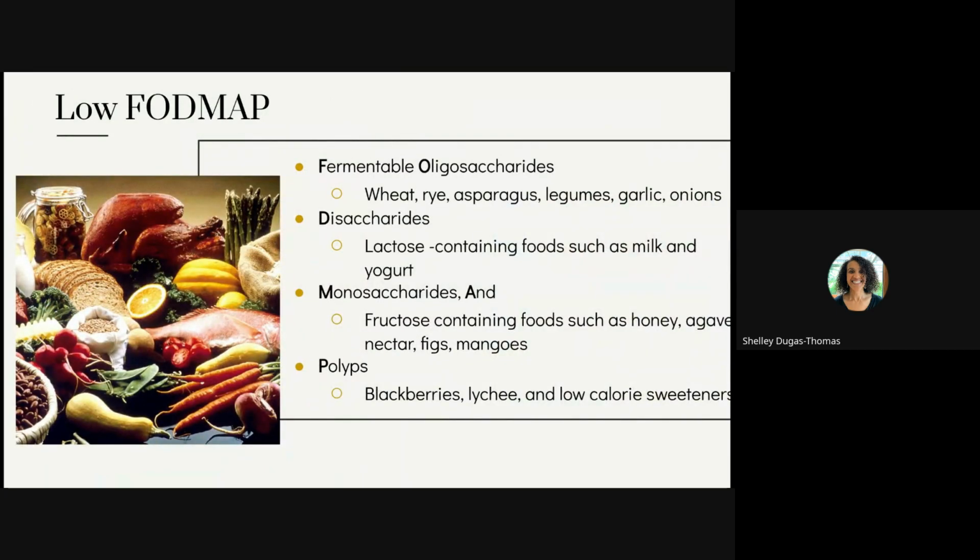So FODMAP stands for fermentable, and I'm not even going to try to say that, but that includes wheat, rye, asparagus, legumes, garlic, and onions. Then you have the disaccharides, which are the lactose containing foods such as milk and yogurt, and then the monosaccharides and fructose containing foods such as honey, agave nectar, figs, mangoes, and polyols, blackberries, lychee, and low calorie sweeteners. So you want to decrease those in your diet considerably.